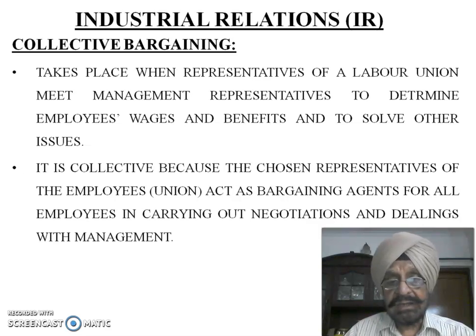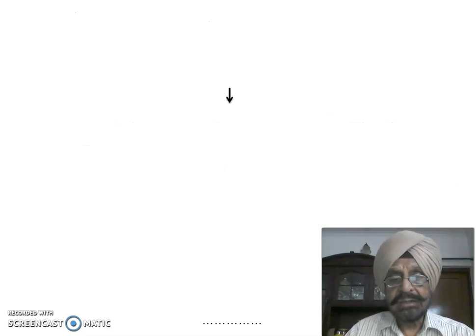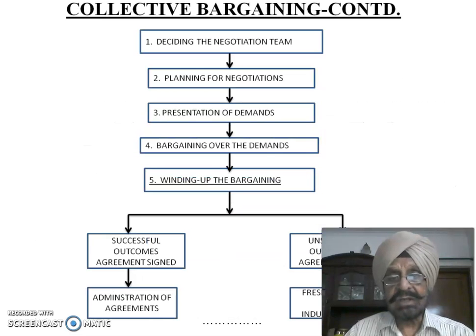It is collective because the chosen representatives of the employees' union act as bargaining agents for all employees in carrying out negotiations and dealings with management. So the important point is that it is for all employees. That is why it is called collective bargaining. It is the most effective method of resolving industrial disputes because it affects all the employees. Next we have the collective bargaining procedure.